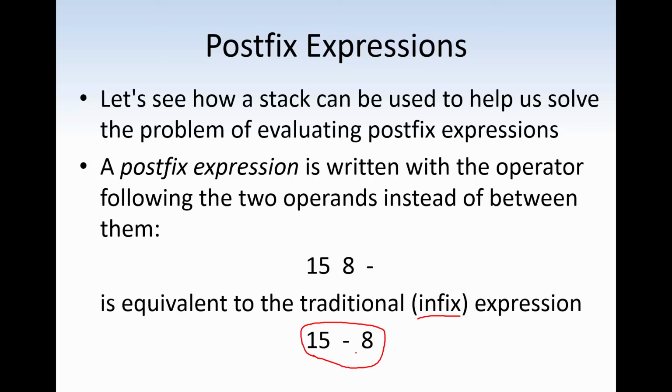So one of the alternatives that people came up with is something called postfix notation. Over here in the middle of the screen, this is an example of postfix notation. This is a postfix expression that does exactly the same thing as the one on the bottom here. It takes 15 and subtracts 8 from it. The difference being that the operator, that minus, is after the two operands that go to it. It's after the 15 and the 8. It's not in between them.